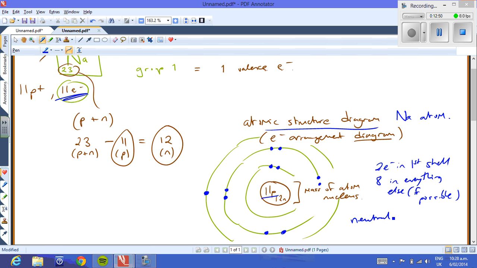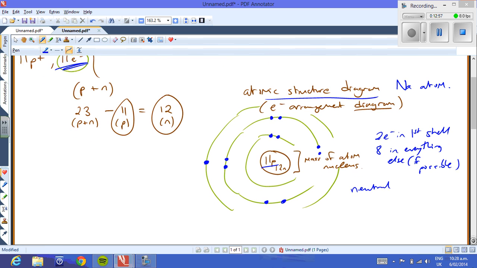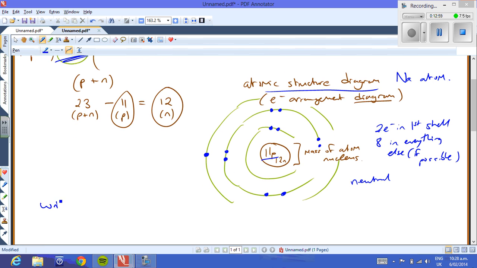Now there's another way we can represent that, which is a bit simpler, and that is to simply write the electron arrangement. If we want to write the electron arrangement for a sodium atom, then it's simply 2 electrons in the first, comma, 8 in the second shell, comma, and then 1 electron in the third shell. And that would be the electron arrangement for a sodium atom.